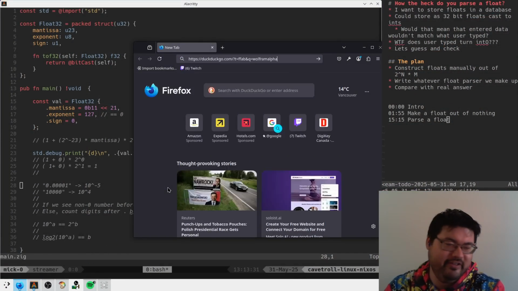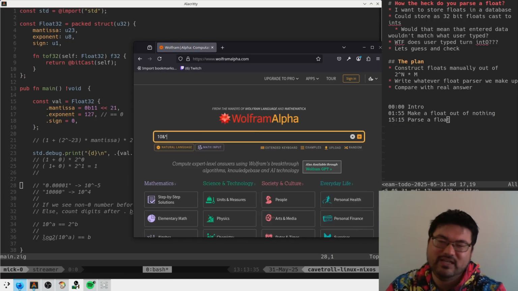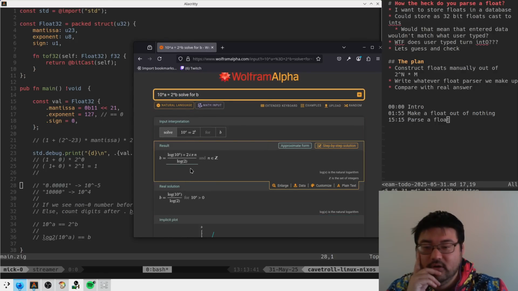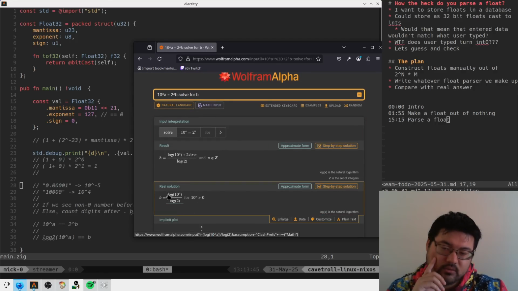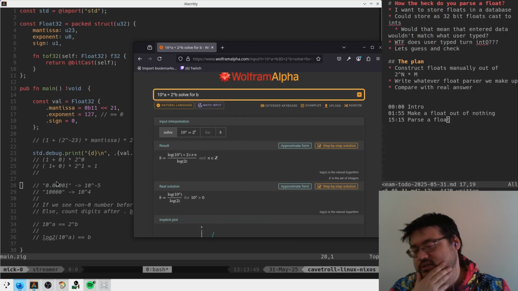Wolfram Alpha. I think that's right. So if we have 10 to the power of A is equal to 2 to the power of B, solve for B. I think it's just log base 2 of 10 to the A, because log 10 over log 2 is log base 2 of 10. That's fine.